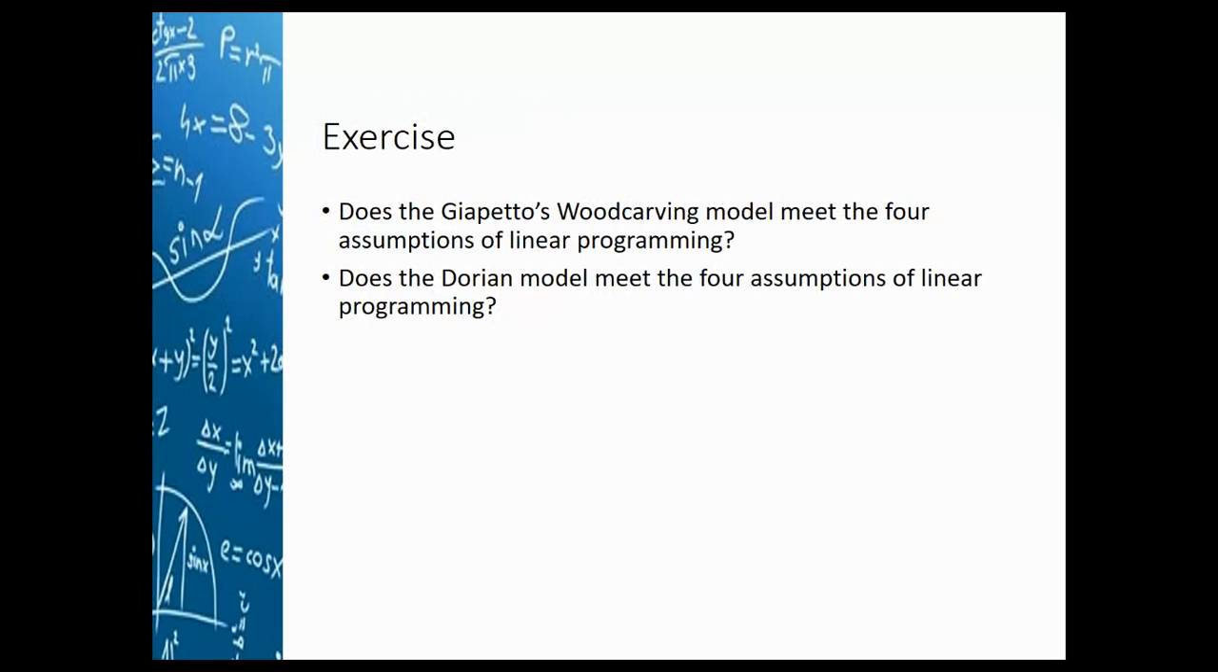So I leave you with this exercise. Look at the four assumptions that I mentioned earlier: proportionality, additivity, divisibility, and one more that I cannot remember. Look back at the Giapetto problem and also the Dorian problem. Do these two examples meet these four assumptions? Think about it thoroughly and you can let us know in your comment.